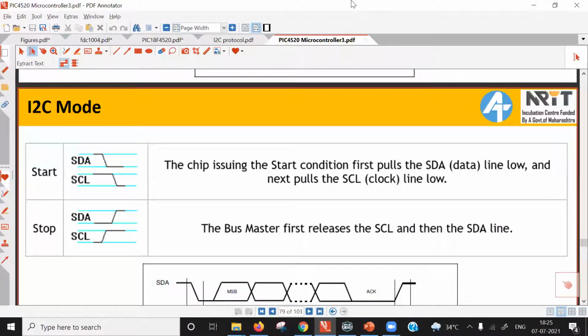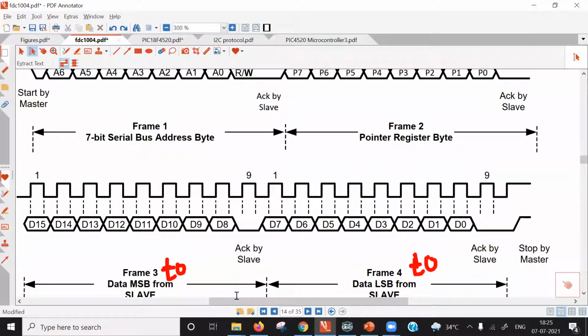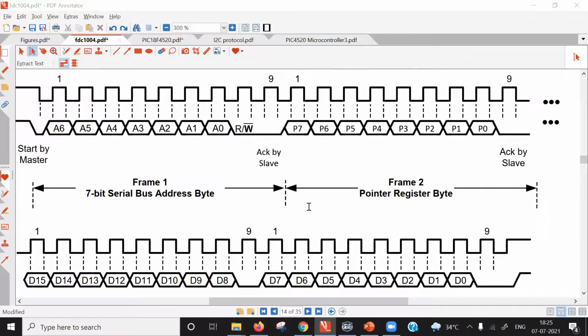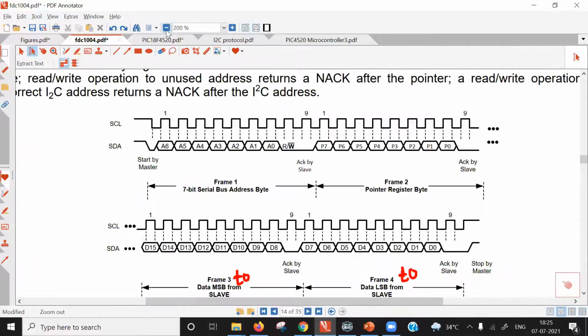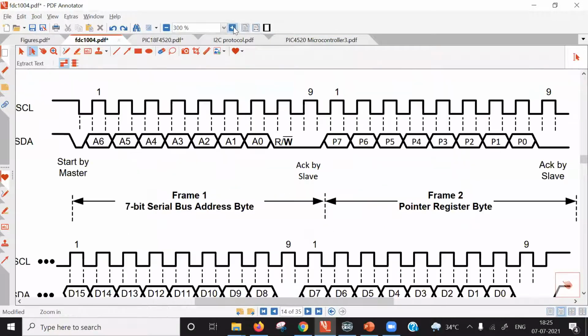Now let me show you the start and stop condition in the I2C protocol. I also want to discuss this timing diagram. This is the timing diagram of the I2C protocol. My discussion will be with respect to this timing diagram, and then we'll discuss C code for implementation of this I2C protocol. And for our case study, the peripheral device is the FDC1004.